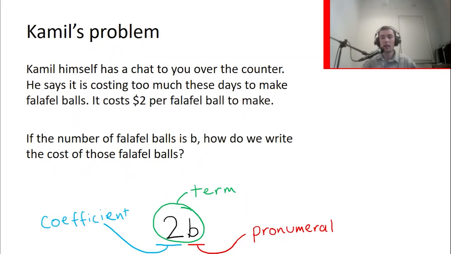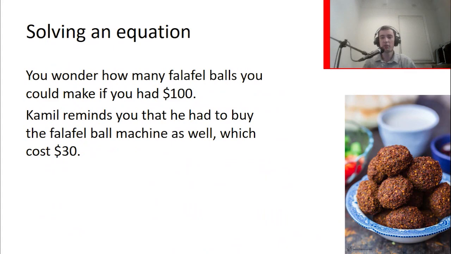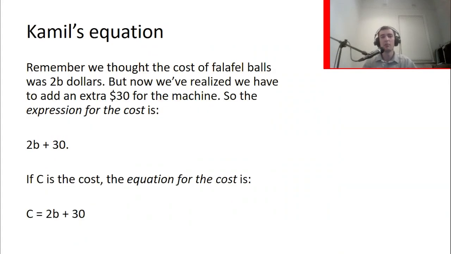Now, here was the question that we have to think about. How many falafel balls could you make if you had $100? Now, in this conversation, Camille reminds you that he had to buy the falafel ball machine as well, which cost $30. Okay, so remember, just from before, we thought the cost of falafel balls was 2 times B, that many dollars. But now we've realized we have to add an extra $30 for the machine, so we can write an expression for the cost.